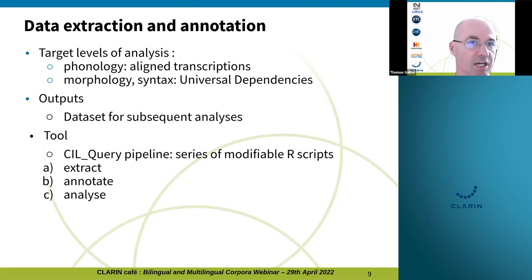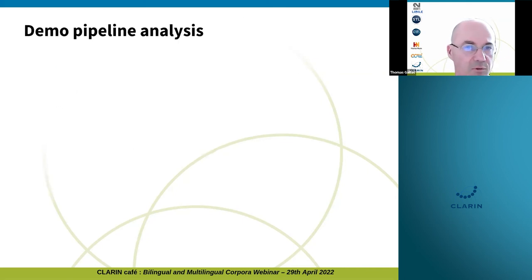So to do this extraction and this annotation process, we created a series of tools that we call SEAL Query Pipeline. It's a series of three R scripts. And the first script does an extraction of a certain file type as the user wants. Then there's a second phase where the user will run an annotation script, which will use UDPipe, but it could be another model that could be used. And then there is the analysis, and I will give a couple of examples.